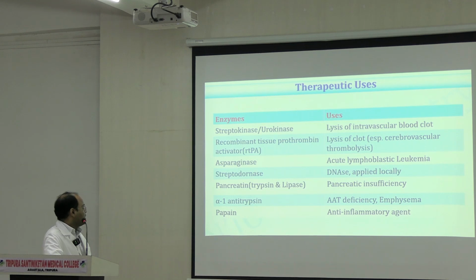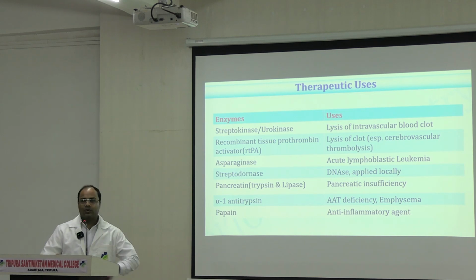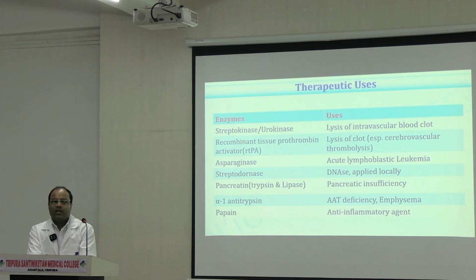Trypsin and lipase in pancreatic insufficiency. We are using them nowadays as a drug. In alpha-1 antitrypsin deficiency cases, we are using alpha-1 antitrypsin, and in emphysema. And papain, it is present in papaya fruit. Okay, this is also an anti-inflammatory agent, and is used in meat preparation. Time is less, 5 minutes left.